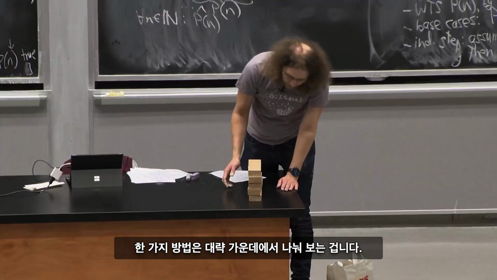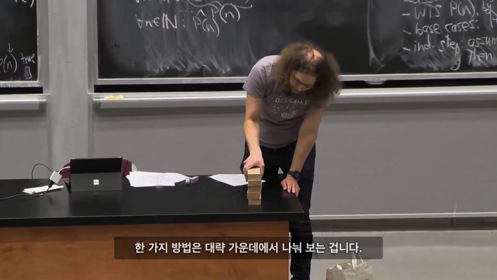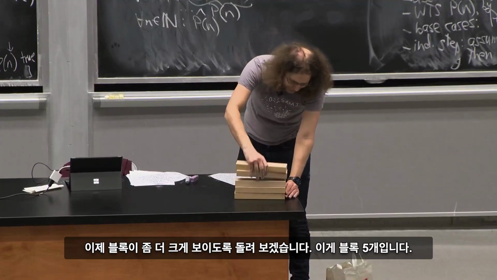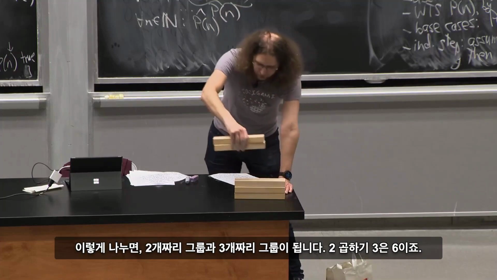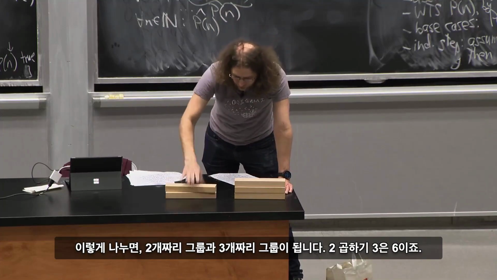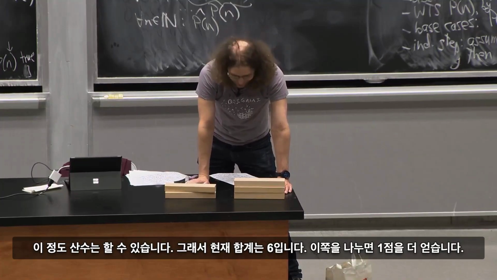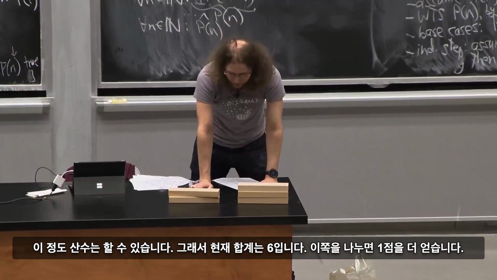And one thing, maybe I'll try to split it roughly in the middle. So now, here, I'll rotate this so you can see the blocks a little bigger. These are 5 blocks. I split like this. So that's a group of 2 and a group of 3. Product of 2 times 3 is 6. I can do this level of arithmetic. So 6 is our total so far.